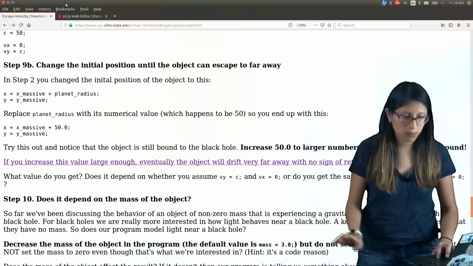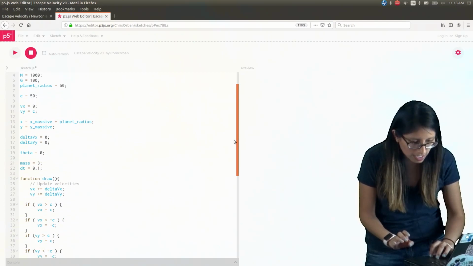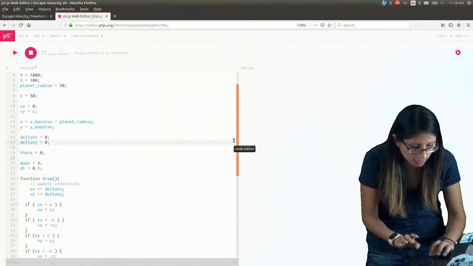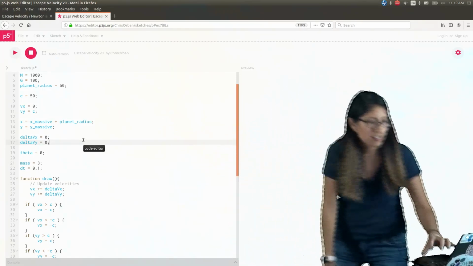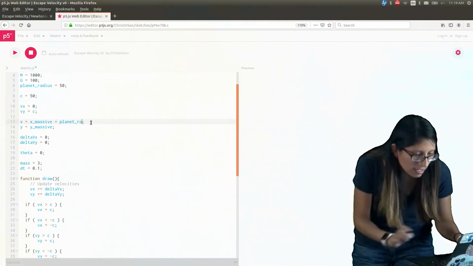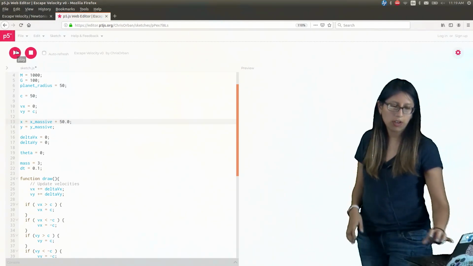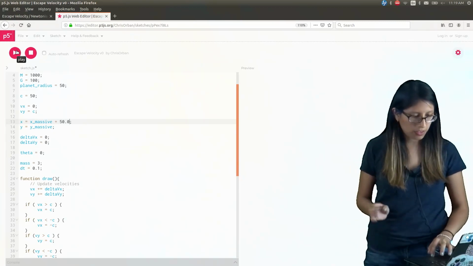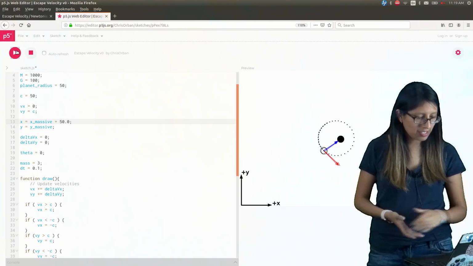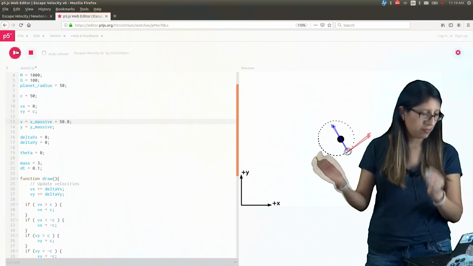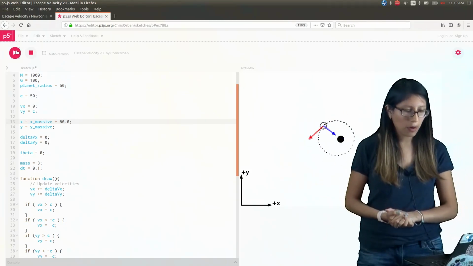50 was a planet radius, but just to have a numerical value, I'm going to change that. So down here where it says x massive plus planet radius, I'm going to delete this and type in 50. So let's see what happens when I do this. It seems like our particle, or little blob or whatever, is just orbiting around the black hole.